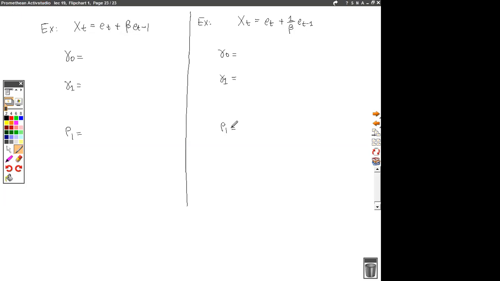So what will be the value of gamma 0 for the first case? It will be 1 plus beta squared times sigma squared, right? And gamma 1 will be the same as the previous case, which is already solved. I have just not written mu here, which doesn't matter for the covariances. So my gamma 1 in the previous case was beta sigma squared, and my rho 1 was beta upon 1 plus beta squared. So you just have to figure out the values for the second case.